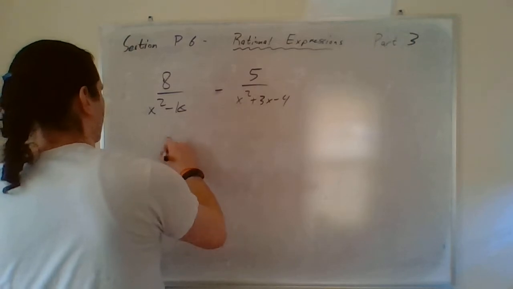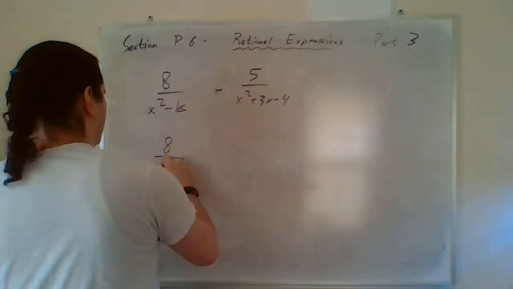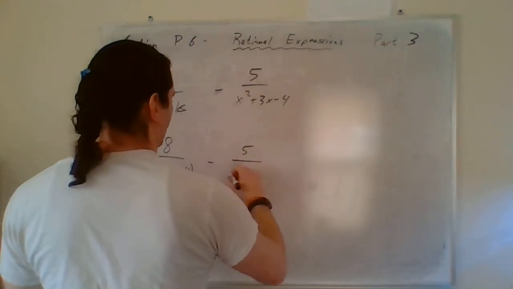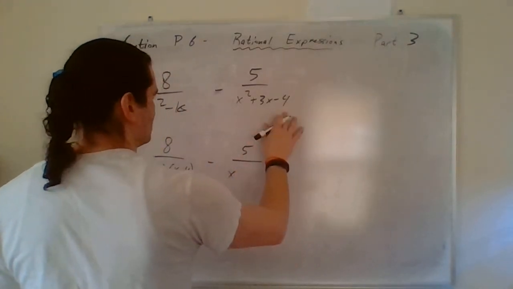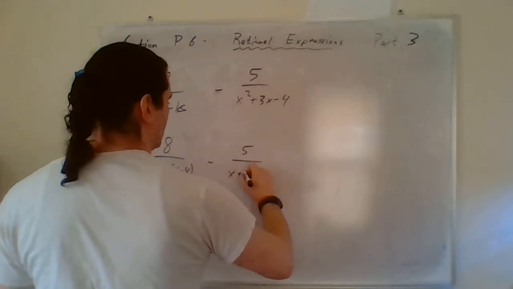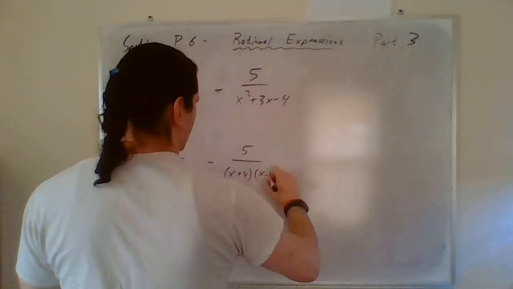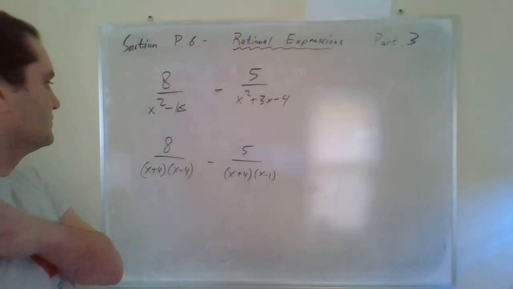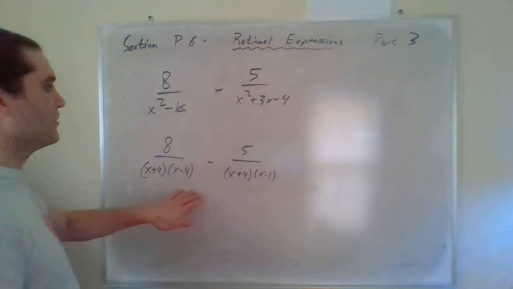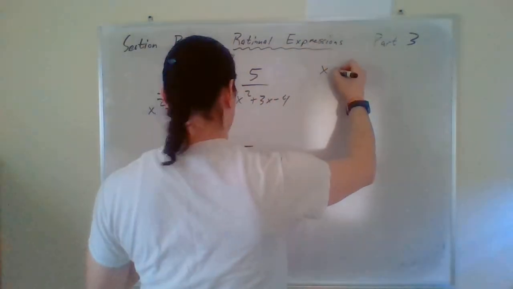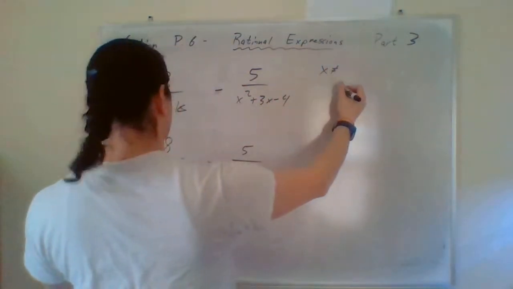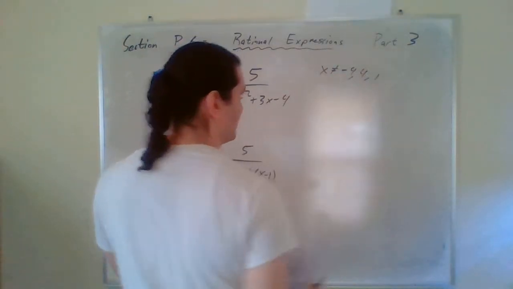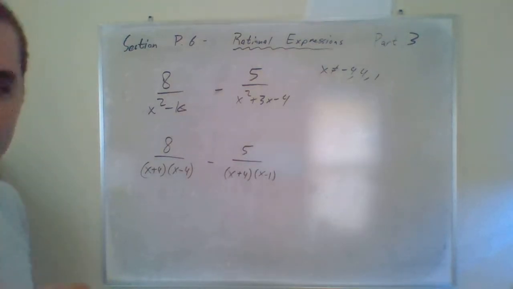So when we factor this, we'll get 8 over x plus 4 and x minus 4. And this will be 5 over x plus 4 and x minus 1. So right away we can hit our domain restrictions. We get x can't be -4, it can't be +4, and it can't be 1. These are our 3 domain restrictions.